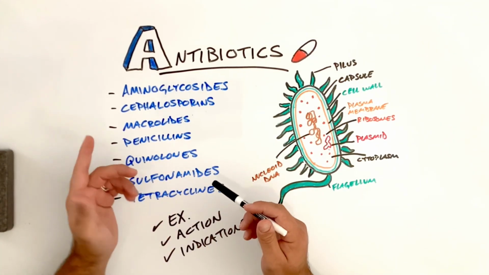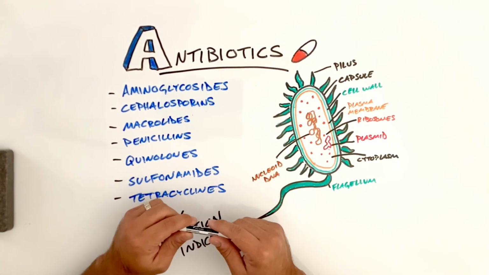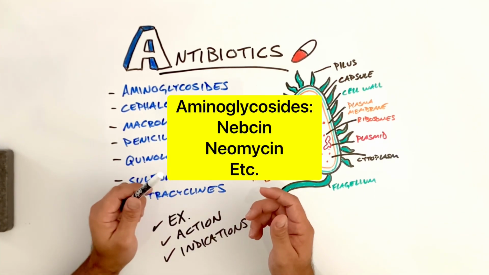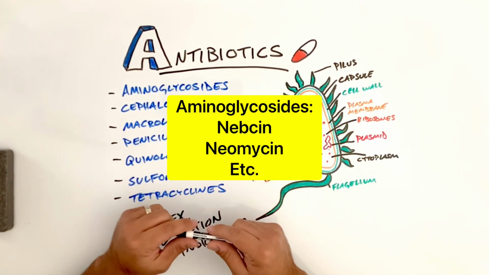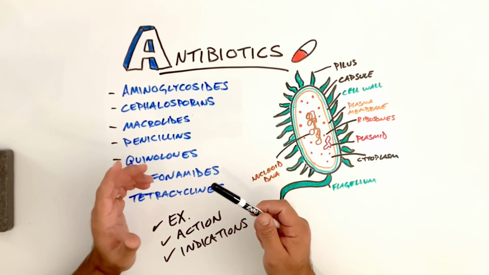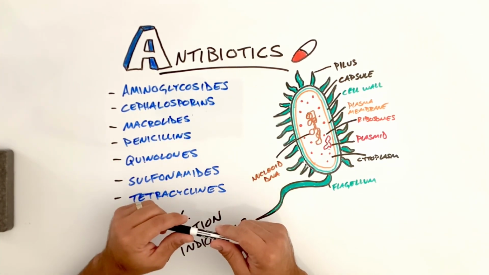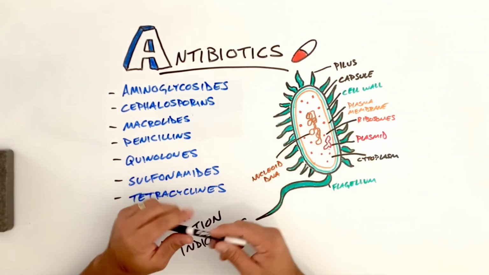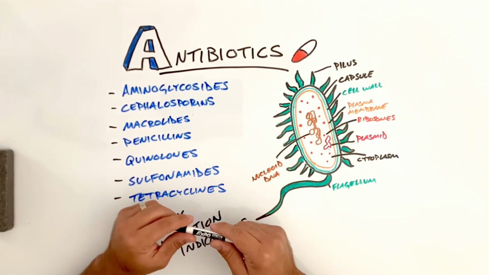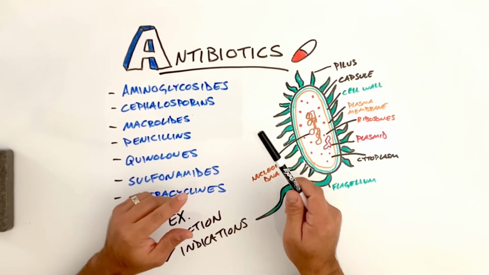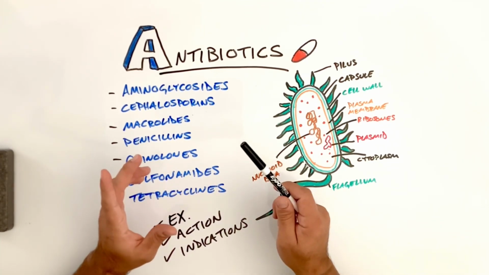Let's talk about a few of them, starting off with aminoglycosides. You can find these as Nebcin or neomycin, some examples of generic and brand names. They work by inhibiting protein synthesis by binding to the ribosomes, and that's going to cause bacterial cell death. Remember, we said we're trying to kill the actual cell itself or prevent it from multiplying.